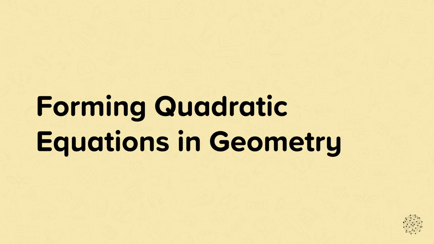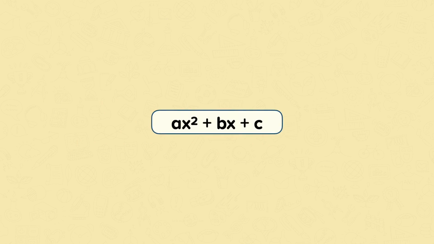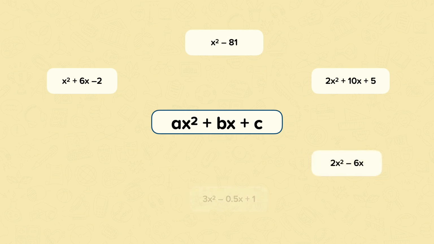Forming quadratic equations in geometry. Quadratic expressions look like this. The highest power of x is 2, in other words x squared, and a, b and c are constants. It could be integers, decimals or fractions, and one or more constants could equal 0. So this is a quadratic, this is one as well, and so are all of these examples of quadratic equations.